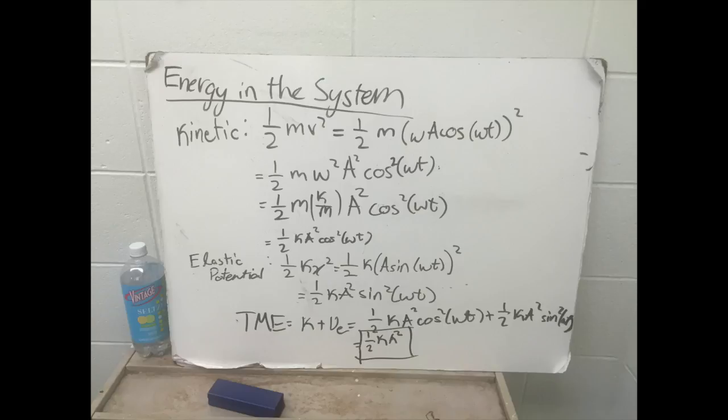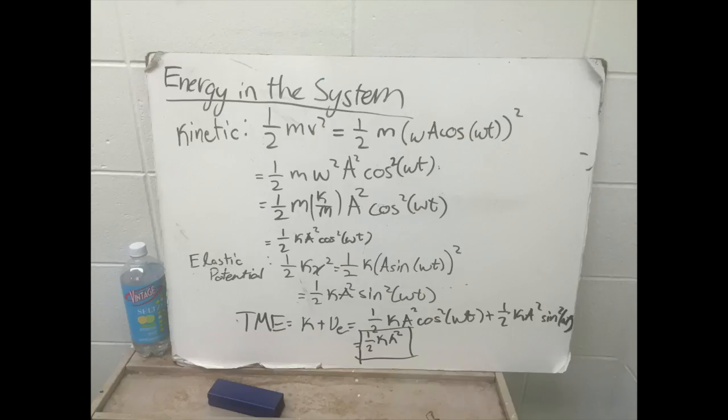And with that, we now simplify to get 1/2 m omega squared a squared cosine squared omega t. And we know that omega equals the square root of k over m, so we substitute that in for omega squared to get 1/2 m k over m a squared cosine squared omega t. And with that, we get 1/2 k a squared cosine squared of omega t.